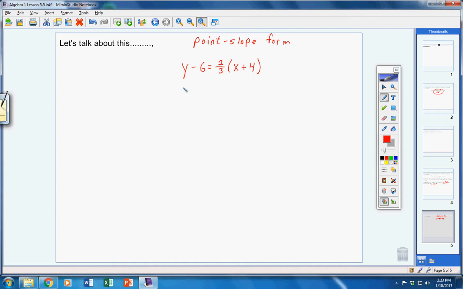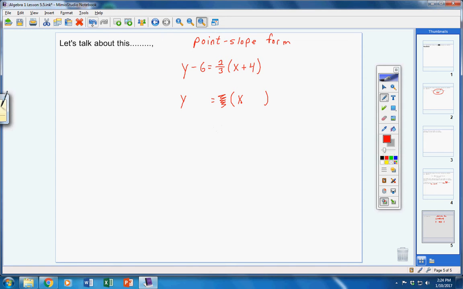Are you ready? First of all, the y must be here. And then you must have a constant term here, like negative 6 or positive 3 or some number right here. Then you must have an equal sign. Then you must have a number right here, like 2/3 or whatever. Then you must have a parentheses. And inside the parentheses, you must have an x here, and then a number right here. It could be a positive number, a negative number.